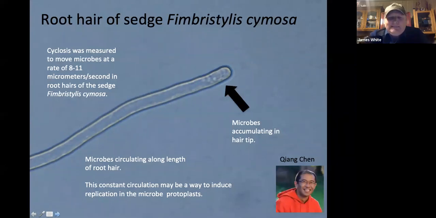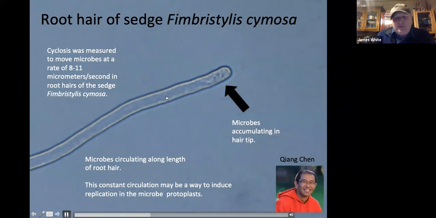So this is that sedge root hair, and you can actually see now the whole process. You can see the tip here, you see the movement, you see the cyclosis, those microbes circulating around. You can see them being deposited here at the tip, and these are jostling around. And when we stain it with superoxide, you can see much of the superoxide is concentrated there where those microbes are.